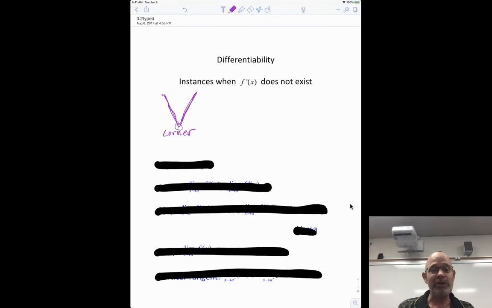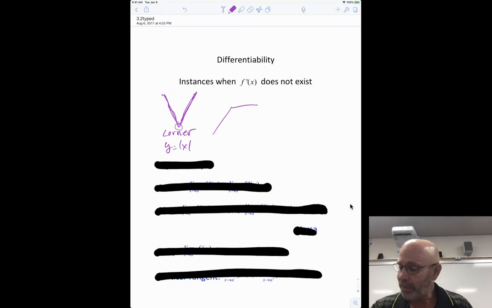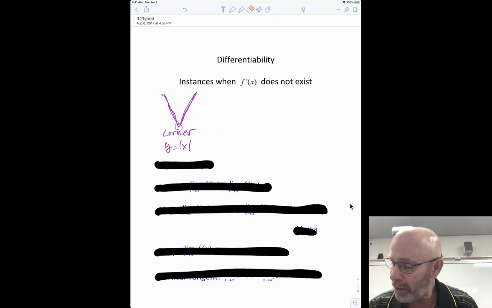Where do you get corners? The most common place for corners is in absolute values. You probably remember y equals the absolute value of x, which looks like a V. Any absolute values typically have these in them. You can force corners with piecewise functions. In essence, that's a corner also. That usually just comes from a piecewise function.